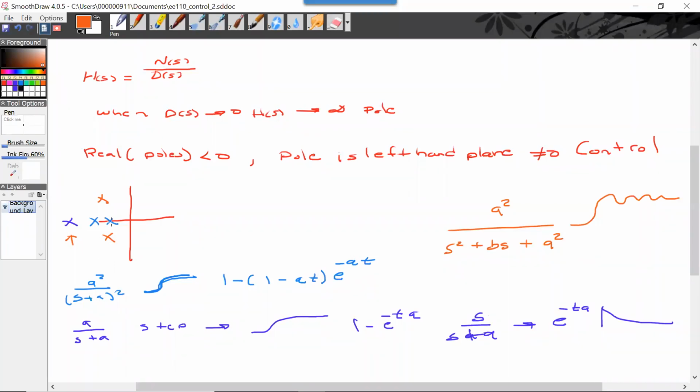I should have done it like that. All right. And you can have, of course, two poles. So anytime you see a pole, there will be an exponential. And if the exponential is on the left-hand side, it'll decay. If it's on the right-hand side, it will exponentially increase.